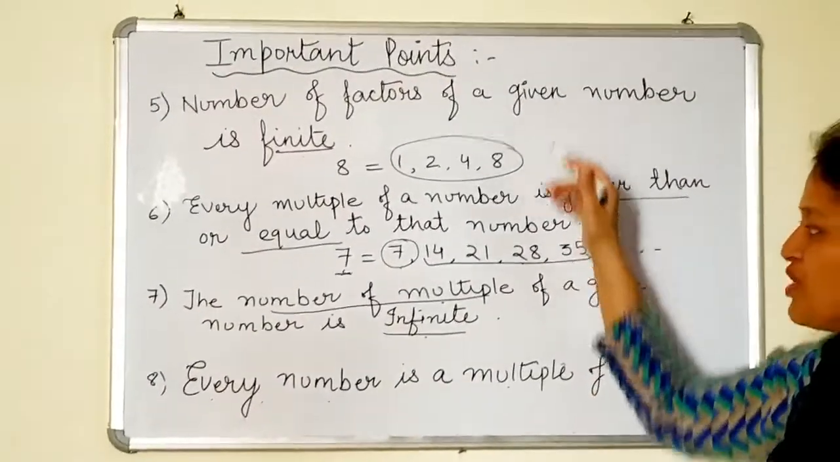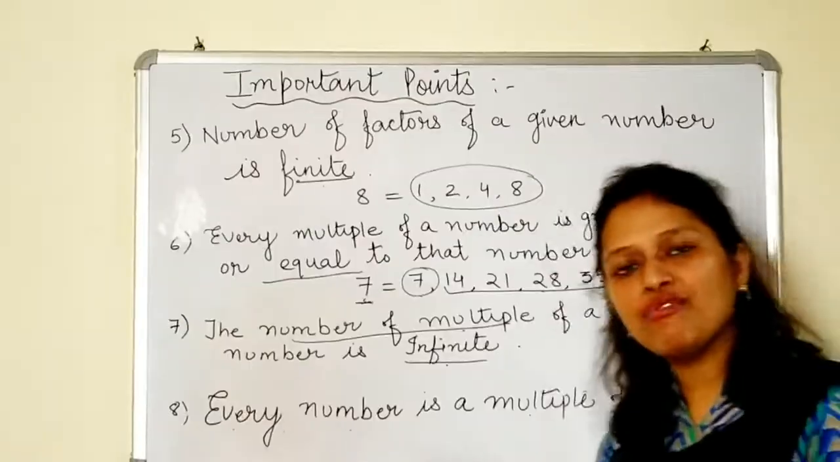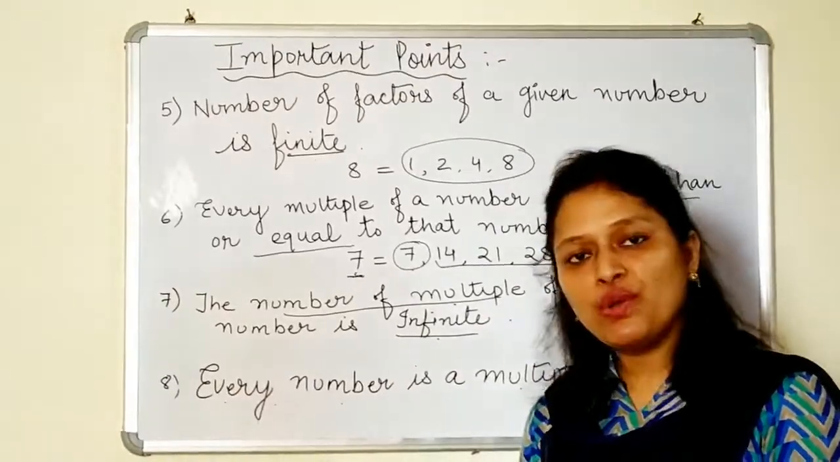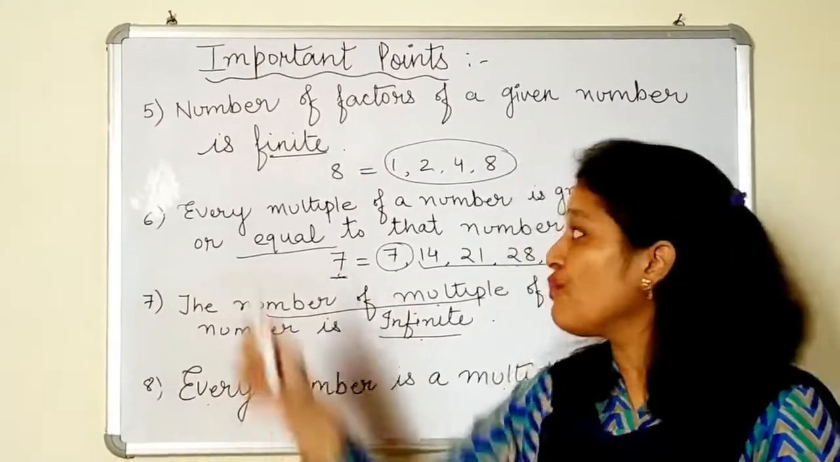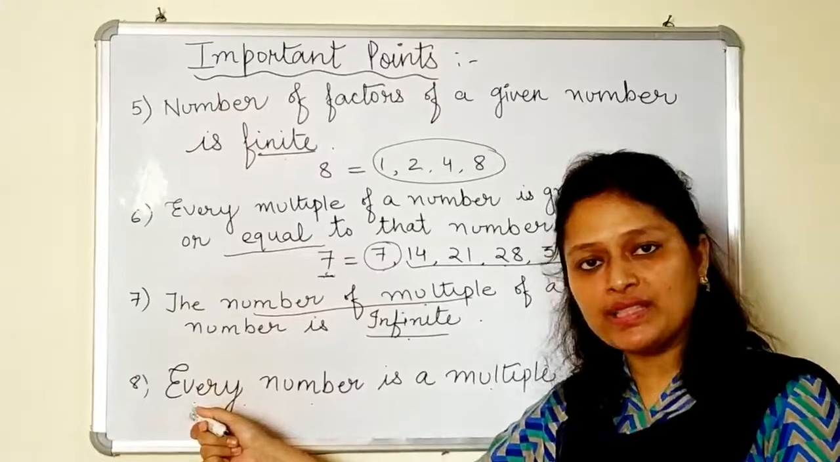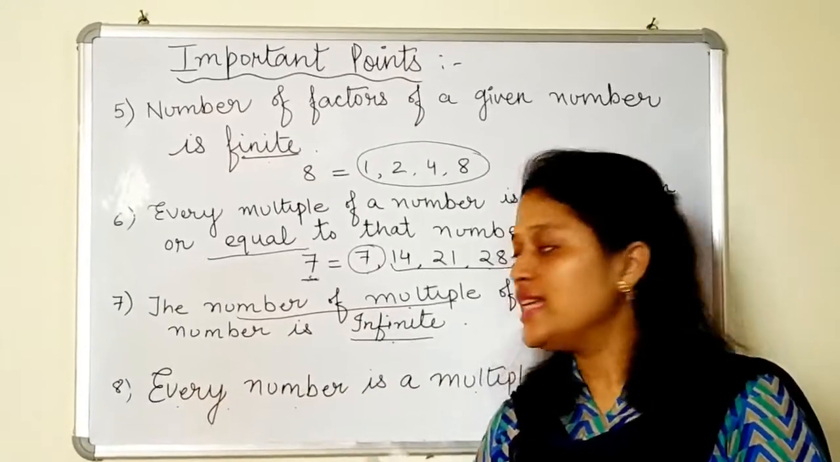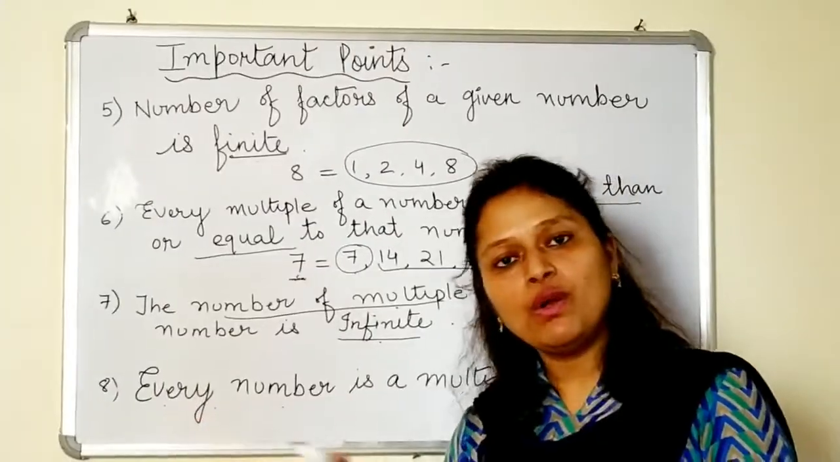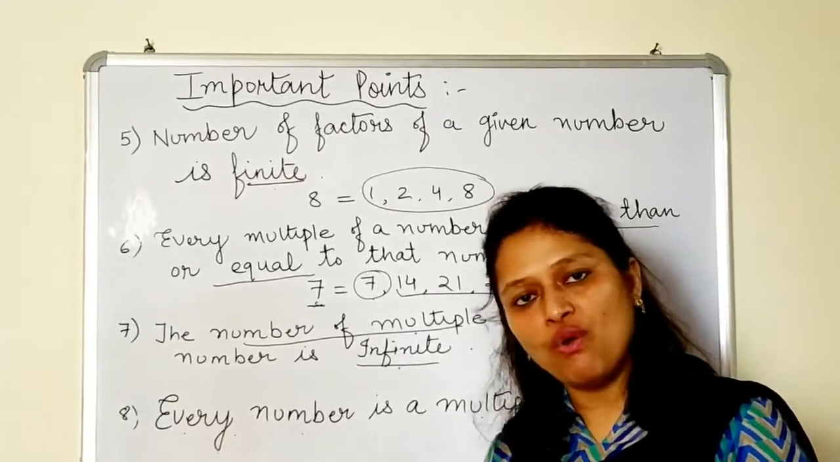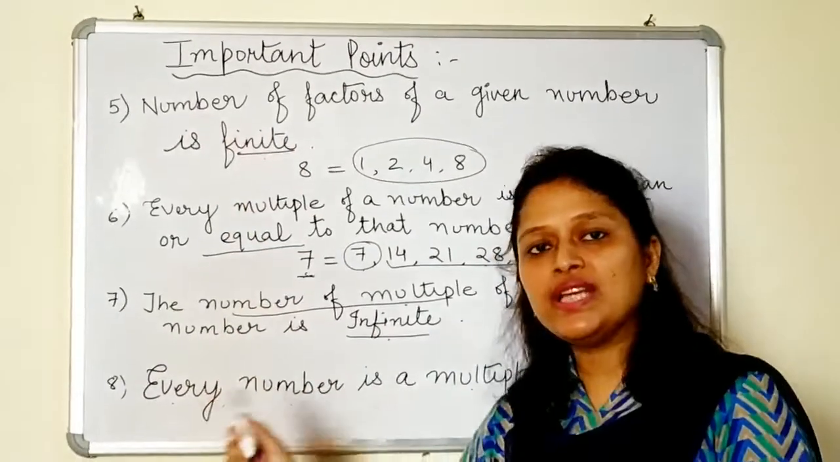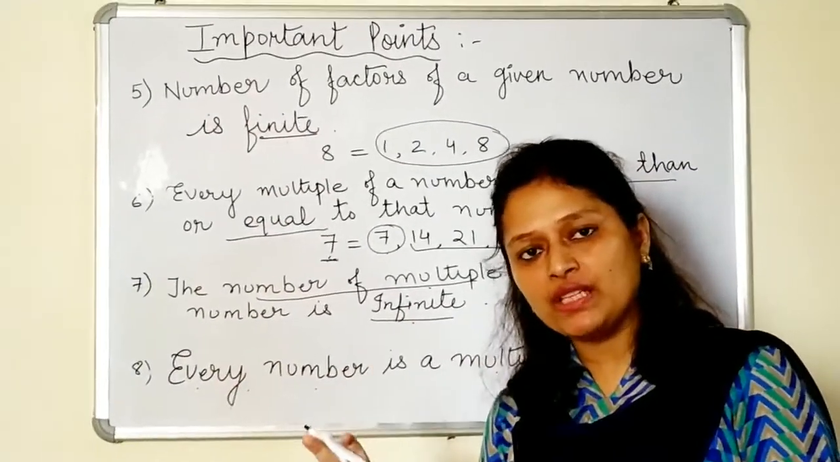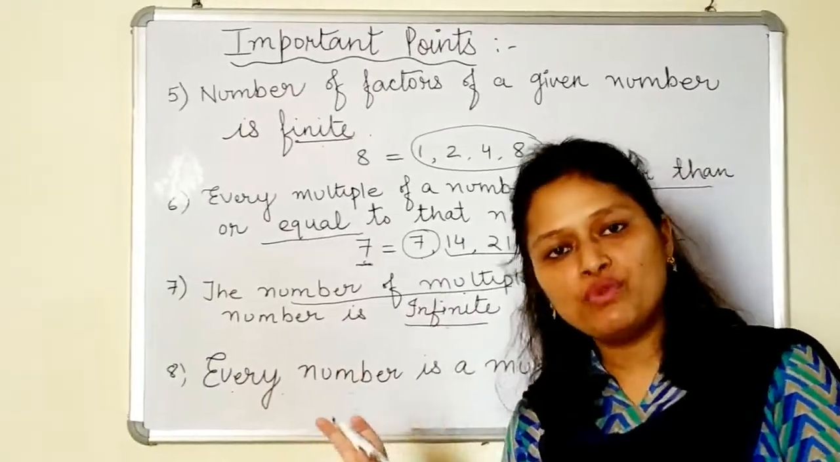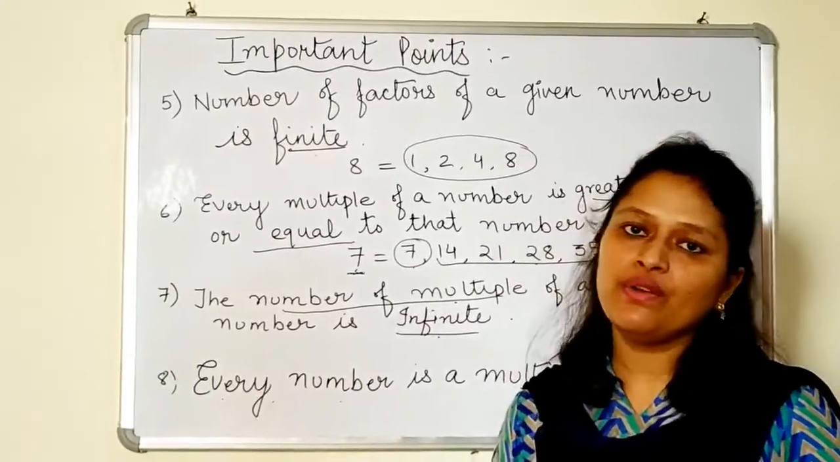Okay. I hope, children, all these 8 points are very clear to you. Now what you have to do? You have to write all these 8 points in your notebook. These points are given in your book also. So this is your homework. You have to write all these 8 points, point 1 to point 8, which I have explained, in your notebook.